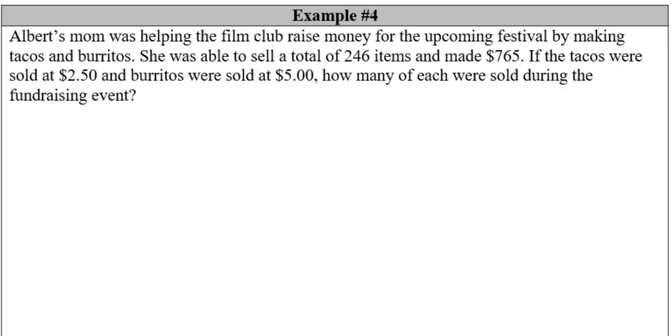All right, and then our last one, we have Albert's mom helping out the film club raise money for the upcoming festival by making tacos and burritos. She was able to sell a total of 246 items and she made $765. If the tacos were sold at $2.50 and the burritos were sold at $5, how many of each were sold during the fundraising event? So if we are talking tacos and burritos, we should probably use T for tacos, and then we can use B for, yep, you guessed it, burritos.